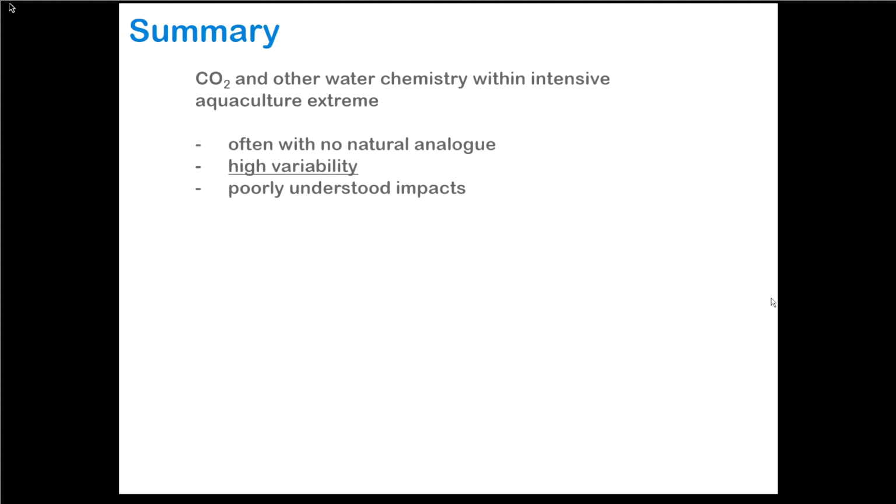So in summary, to wrap up my talk, from what we've shown from our research over the past 5 or 10 years, aquaculture conditions, certainly with respect to CO2 and carbon chemistry, are often extreme from a natural environmental perspective. There's often no natural analogues and there's high variability. But most importantly, they're very poorly understood, particularly with CO2, due to the fact that CO2 is very difficult to measure accurately and reliably on a commercial scale at an affordable price. So this makes it quite tricky.